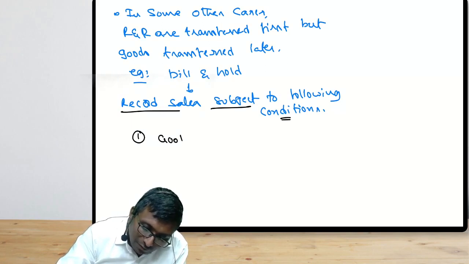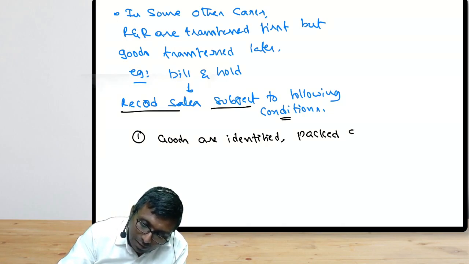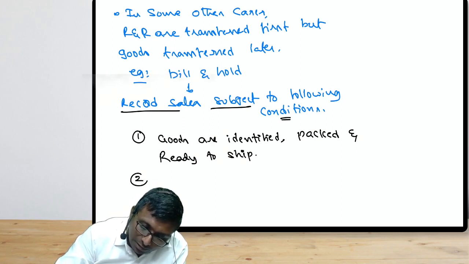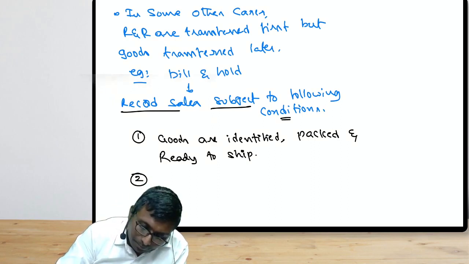Goods are identified. Next, packed and ready to ship. Ready to ship. Second. Right. Not sent at the request of customer.